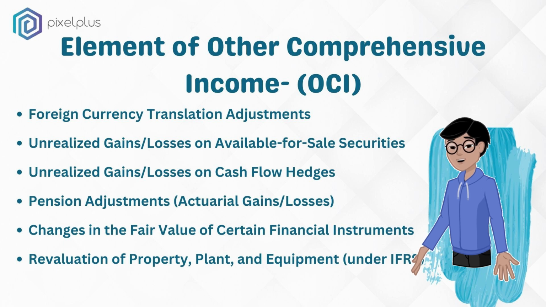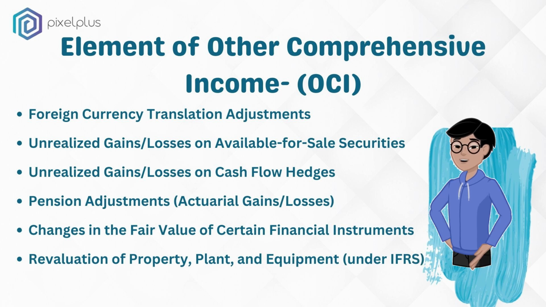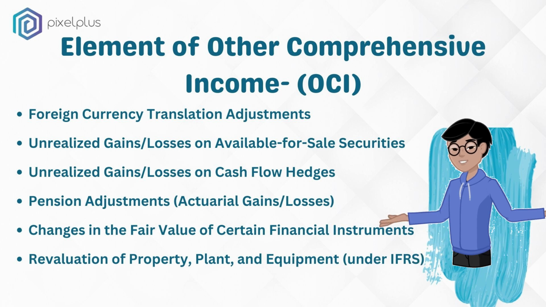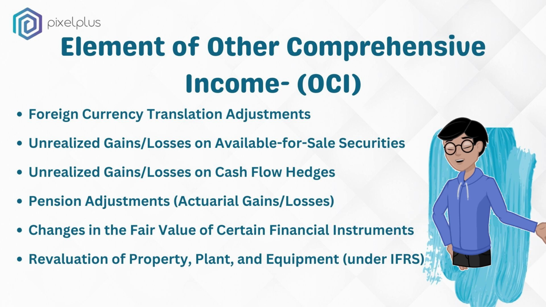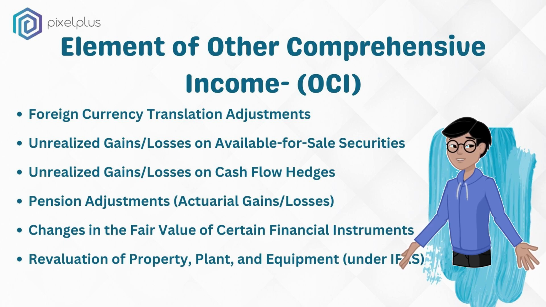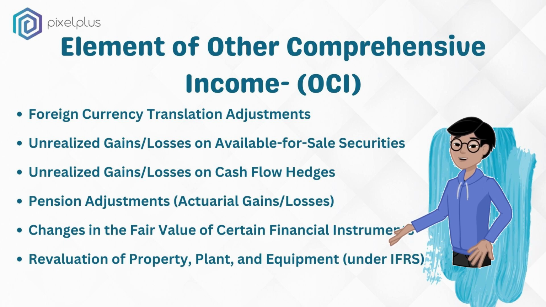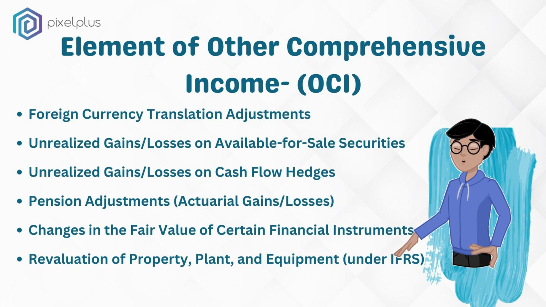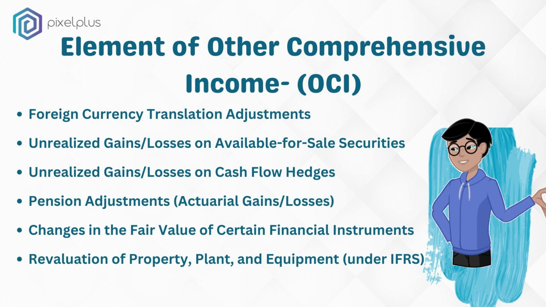The next is the unrealized gain or losses on available for sale securities. Unrealized gain or losses on available for sale securities represent changes in the fair value of their investment that have not been realized through a sale. These securities are typically debt or equity instruments that a company does not intend to hold to maturity or sell in the near term.